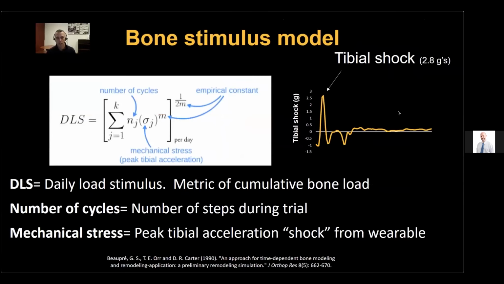Bone stimulus is calculated using a bit of an older model, and you can access this via their white paper. What it does is factor in the number of steps you take during a trial and multiply that as a factor of the peak tibial acceleration that's garnered from the device per step, and that gives you your bone stimulus. That is trying to get an idea of how much stimulus there is for both bone breakdown, but also bone formation. And it tracks it over the course of several sessions and weeks and months if you're looking at athletes over the course of a season.